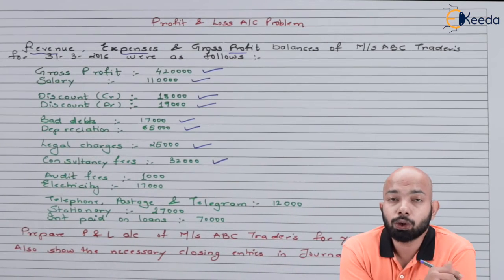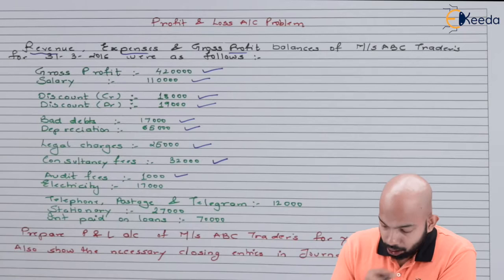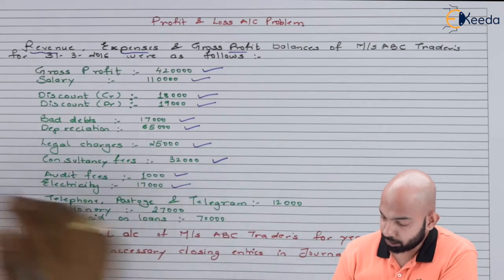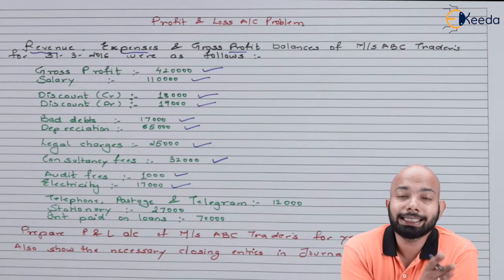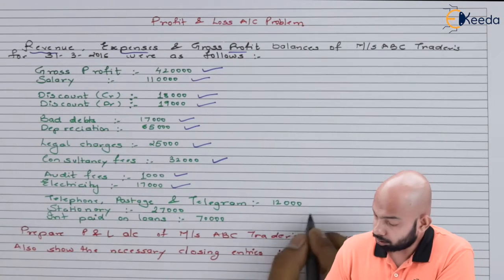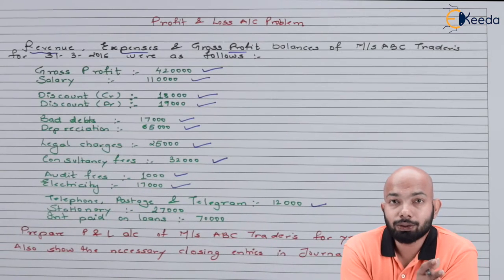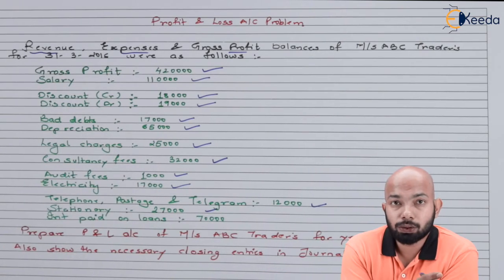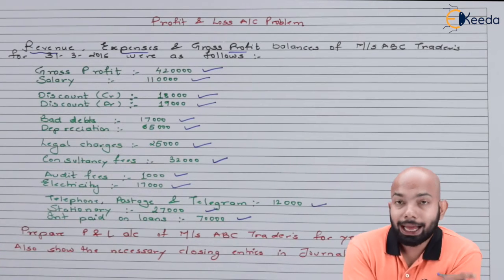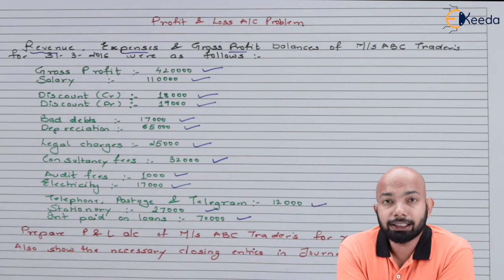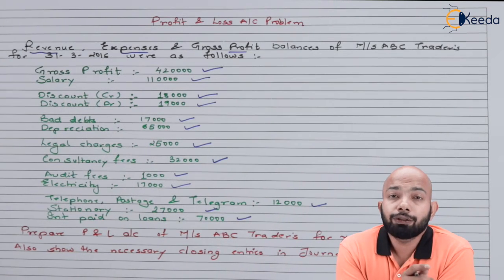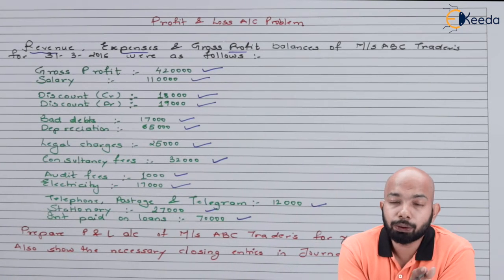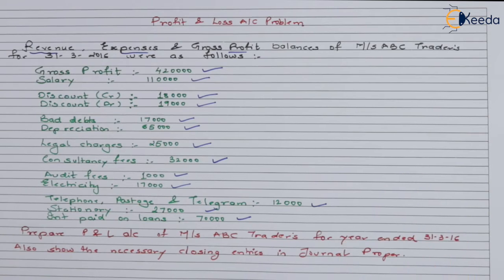Audit fees of 1,000 rupees has been charged. Electricity amount of 17,000 has been taken care of. Telephone, postage and telegram charges have also been mentioned, which is 12,000 here. The next one is stationery, which is 27,000. And the interest paid on loan is 70,000. Now we have to prepare the profit and loss account, and also the journal proper for Messrs ABC Traders.